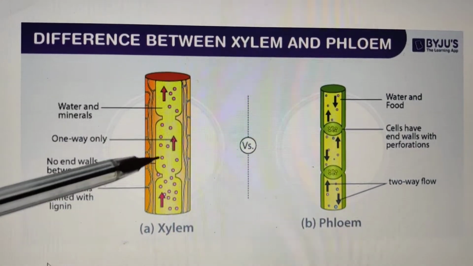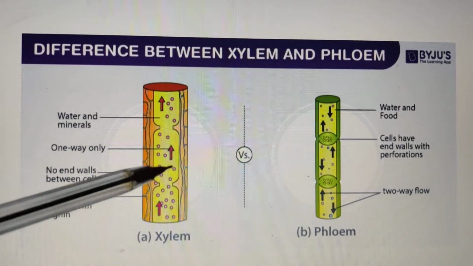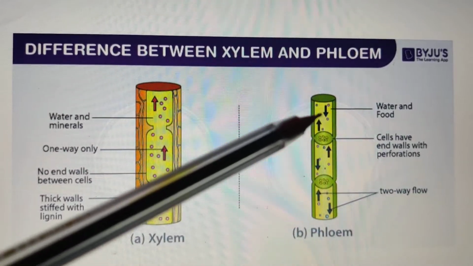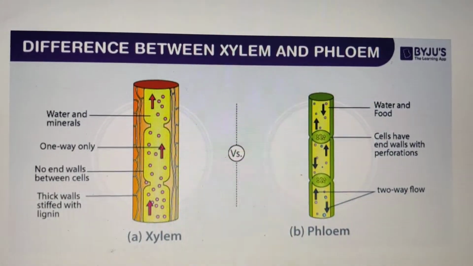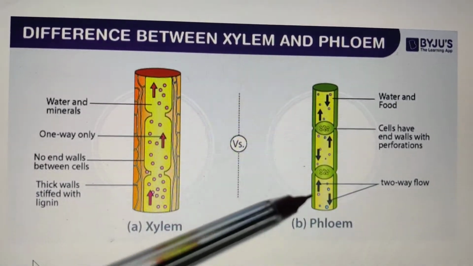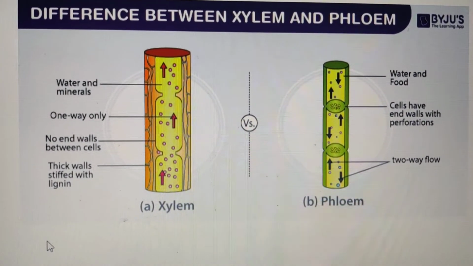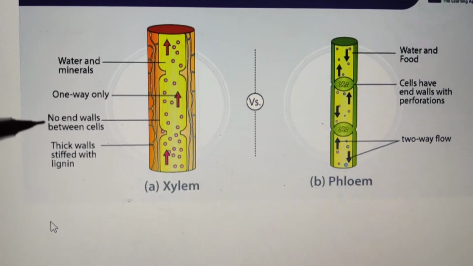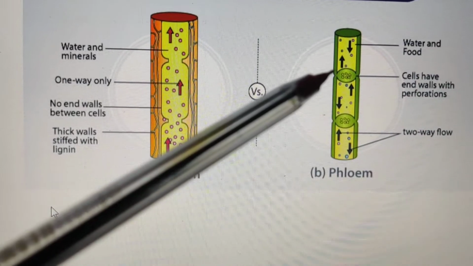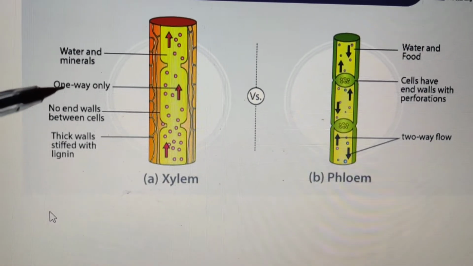Xylem helps in unidirectional flow, meaning flow of water takes place from the roots towards the leaf in an upward direction. But phloem transport is not unidirectional, it is multidirectional. The transport of food can take place in the upward direction as well as the downward direction. Here there are no end walls between the cells, but here cells have end walls with perforations. So this is two-way transport, and this is one-way transport.